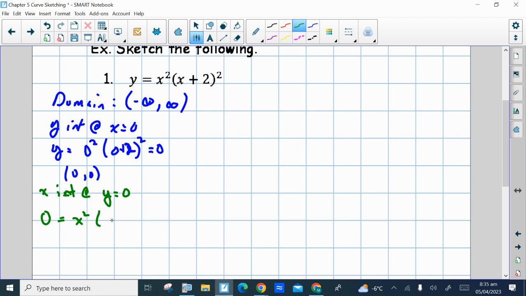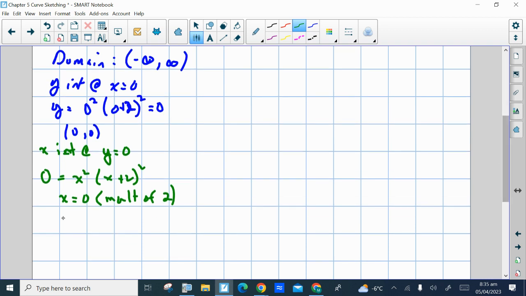And again, the nice thing is that because it's in factored form, we can see that x equals 0 is one x-intercept, but because that factor is squared, remember that means it's a multiplicity of 2. And if you remember from 30-1, that means the graph will bounce off the x-axis there. And the same is true for the second x-intercept. Because x plus 2 is squared, negative 2 is an x-intercept, but again, it'll have a multiplicity of 2. Okay?